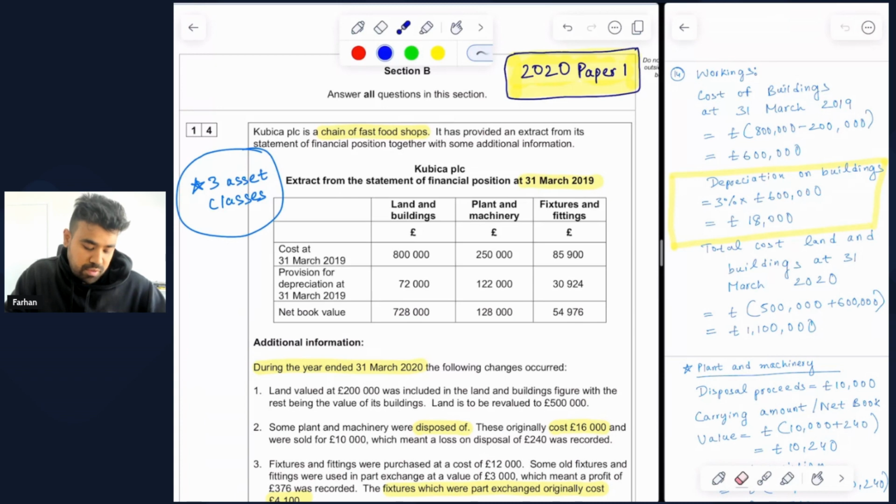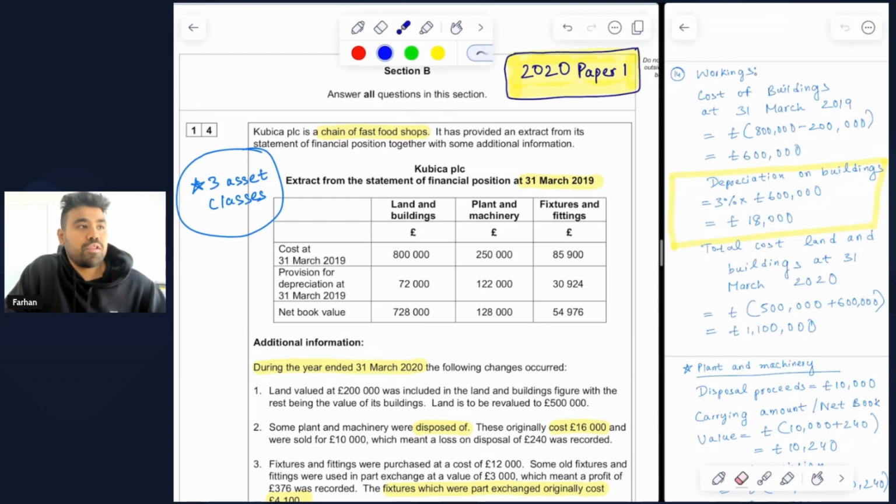Okay, so these are the 2 sets of information that we have to use for our workings. If you check the right hand side of the screen, starting with the plant and machinery, we know that disposal proceeds is £10,000. What is the meaning of disposal proceeds? This is the value at which you have sold the plant and machinery. And that is clearly given in the question, was sold for £10,000.